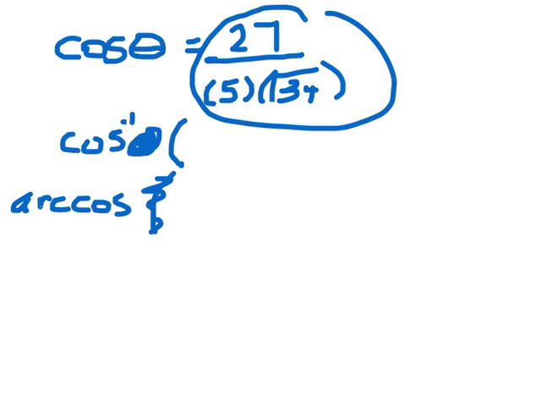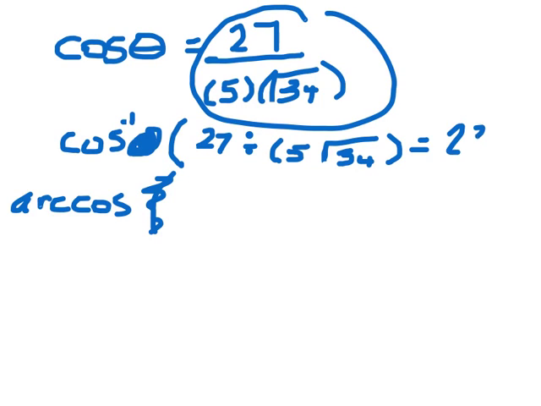Remember, what I'm going to type in is 27 divided by the square root of 5 squared times 34. And when I do that in my calculator, if I've got it set on degrees, we get 22.2 degrees. So that would be the angle between those two. There's something that follows from this also. I'll do that on a separate page. So anyway, that's how we find the angle.